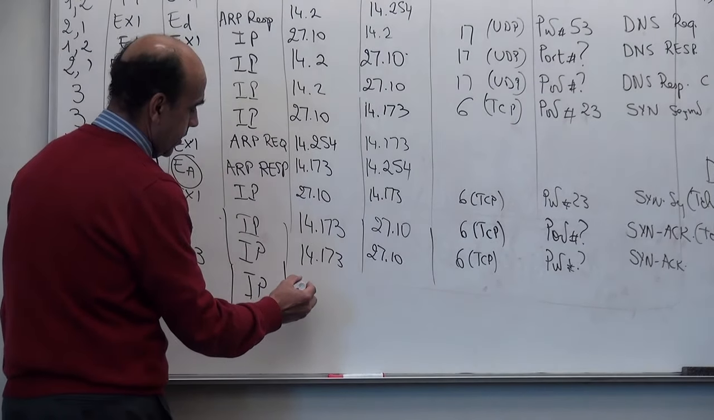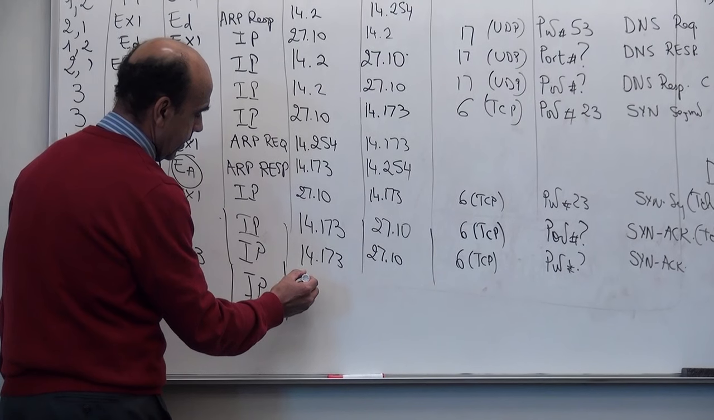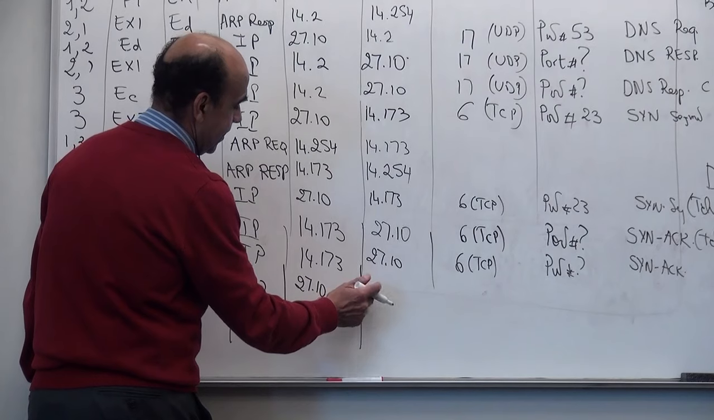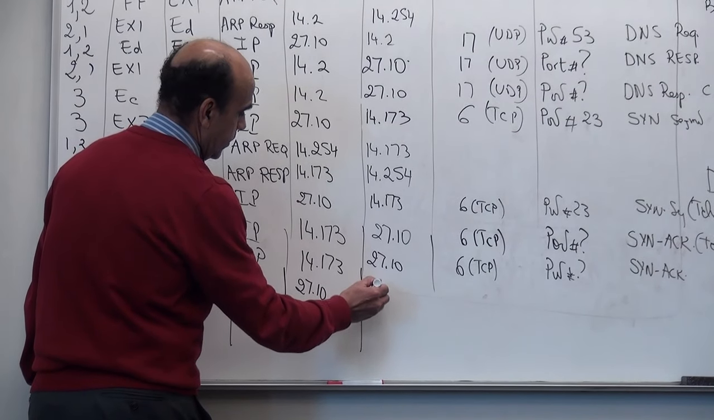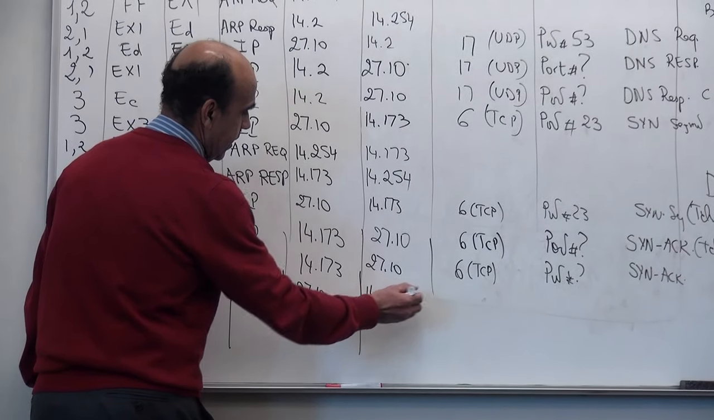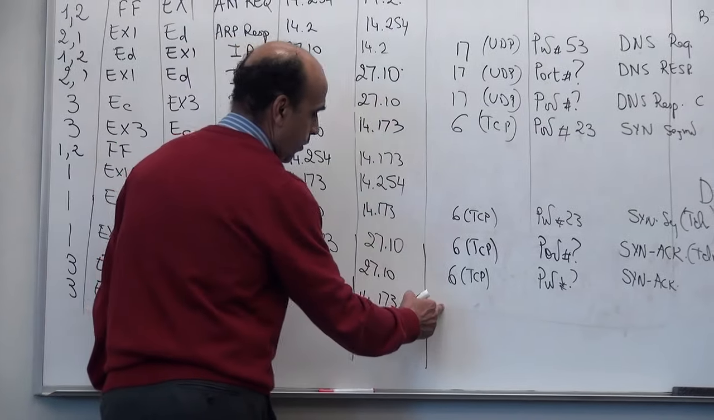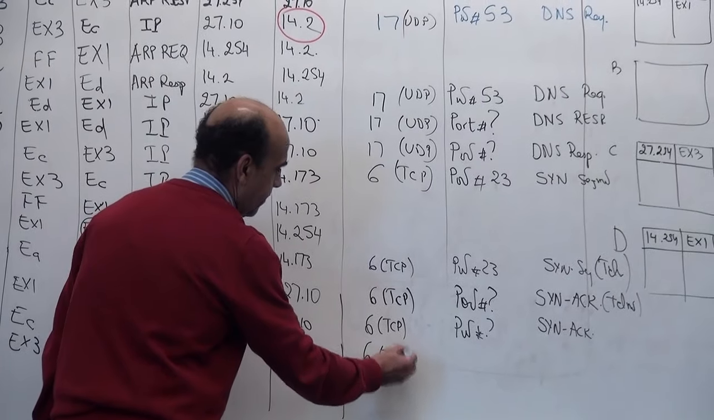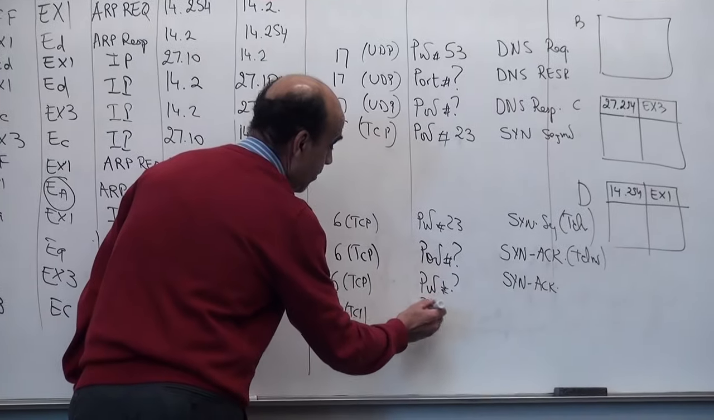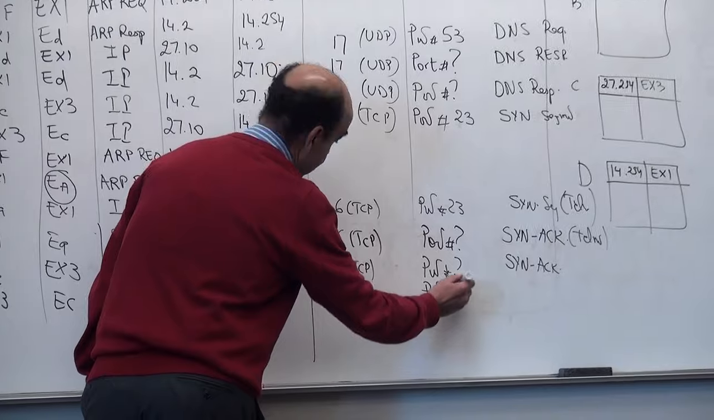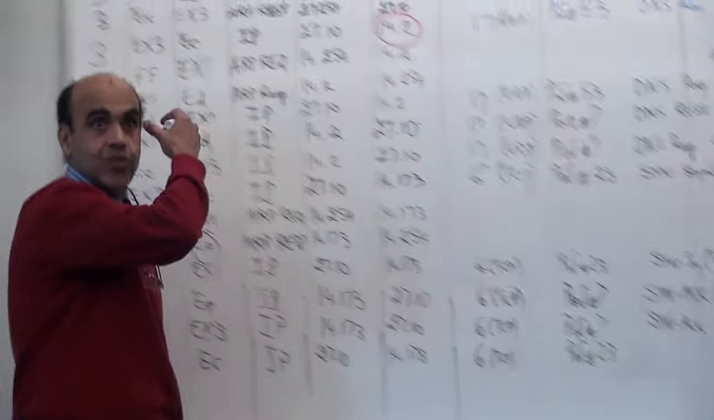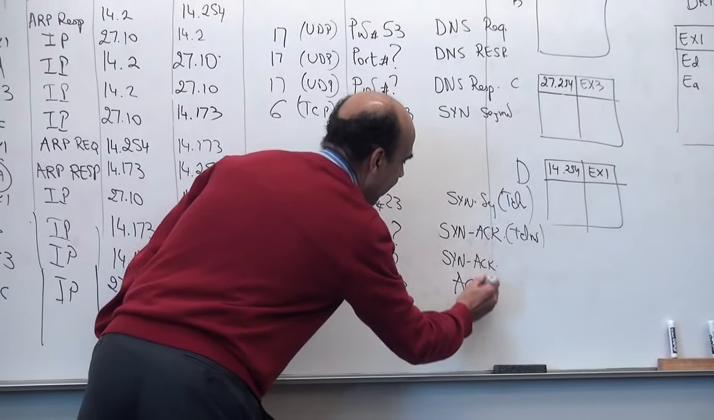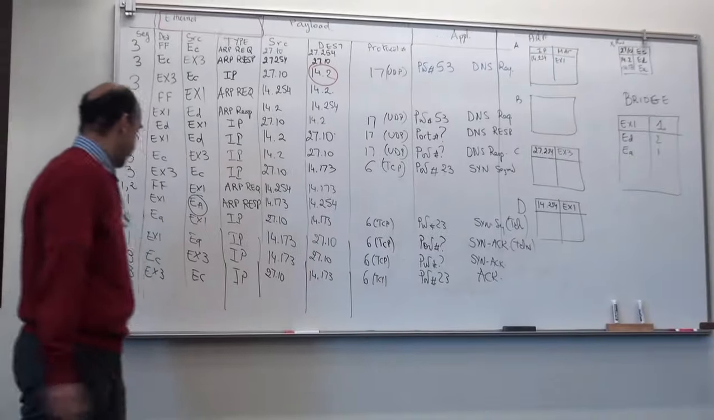What is the source? 27.10, right? Who are we sending this to? 14.173. What is the protocol number? 6. It's TCP. What is the port number here? 23. We're sending back to that server, right? And this one is the ACK.